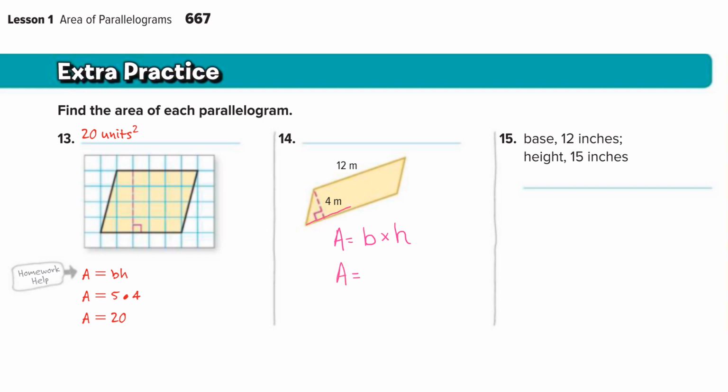The base is the bottom. We don't have a measurement here, but we know that since it's parallel to the top, it's the same measurement. So if this is 12, this is 12. The measurement on the left matches the measurement on the right because in a parallelogram, opposite sides are equal. So we have 12 meters. The height is 4 meters. The area equals 12 meters times 4 meters, which is 48 meters squared.